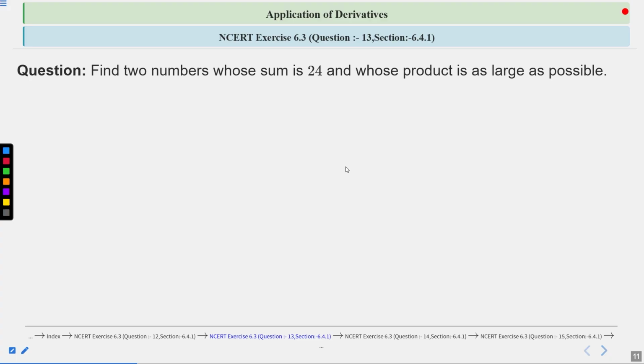Again, we will try to apply the maximum minimum concept. The sum of the two numbers is given. So the product of the numbers will be x times (24 minus x), and we will maximize this function. In this way, you can try to apply the concept in this question. You have some time to solve or think about this question. After that, we will move to the solution part.